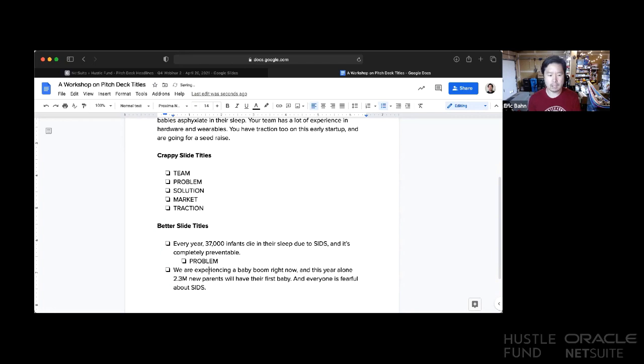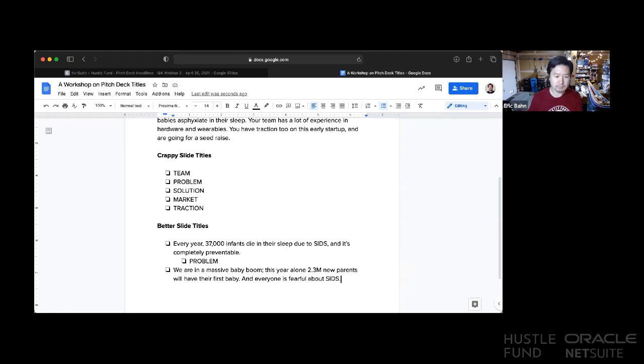This one might be a little bit long, so let's see if we can shorten it. Again, this has to be scannable and needs to fit ideally within 2 lines on the headline of a slide. So maybe we cut out the baby boom, or shorten it. We are in a massive baby boom. This year alone, 2.3 million parents will have their first baby, and everyone is fearful about SIDS.